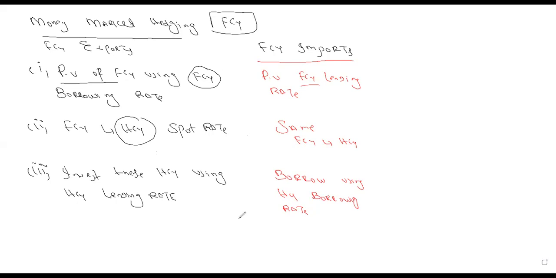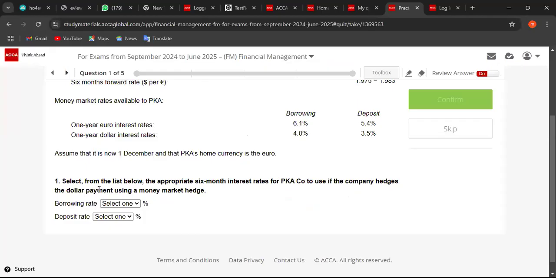The question which we are going to do, what is the question, guys? Examiner is saying, select from the list below appropriate 6 months interest rates for PK company to use if the company hedges the dollar payments using a money market hedge. So first of all, tell me guys, is this a money market receipt or a money market payment? Tell me, guys, please try to participate. You can speak in the class, everyone.